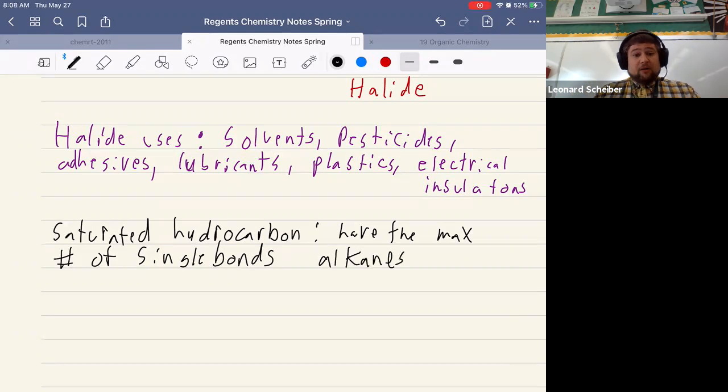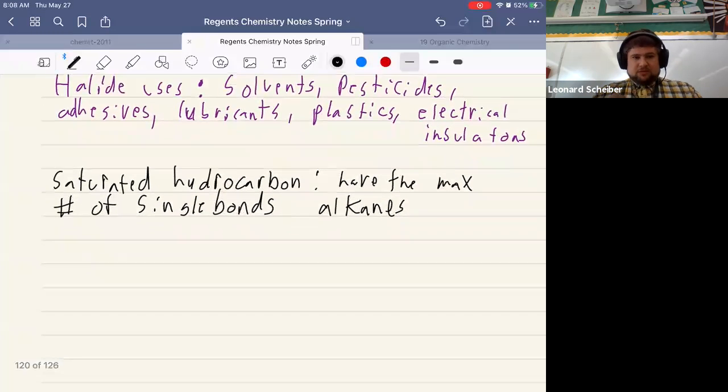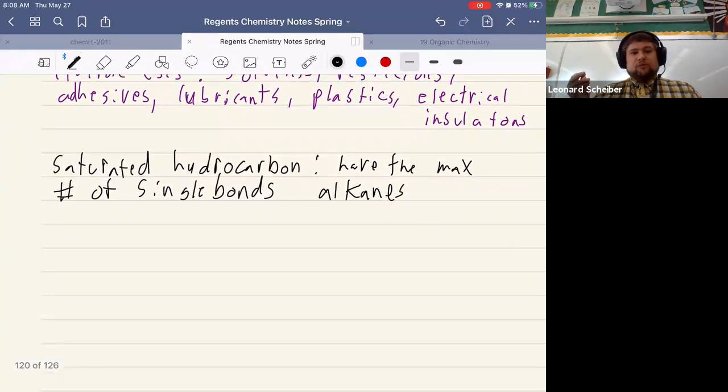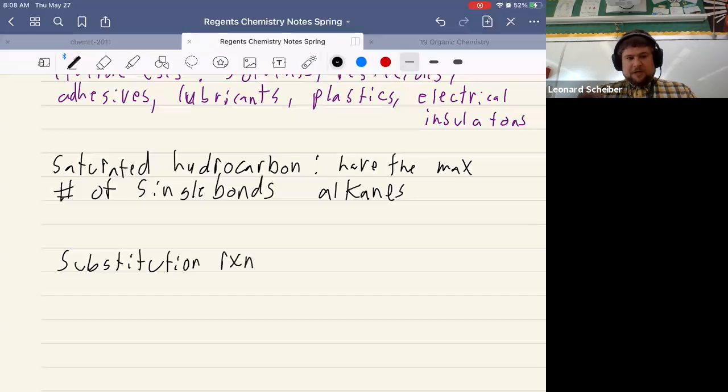Now, it is possible to turn an alkane into a halide. It's just a bit of a different reaction. It's called a substitution reaction. And what we're going to have is we might have something like HCl plus our friend ethane.